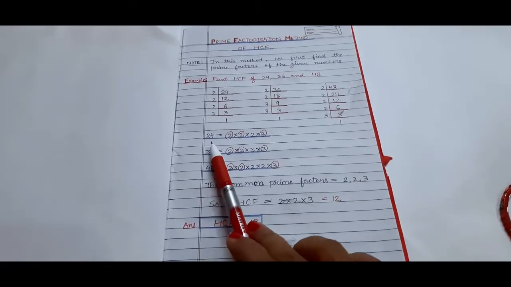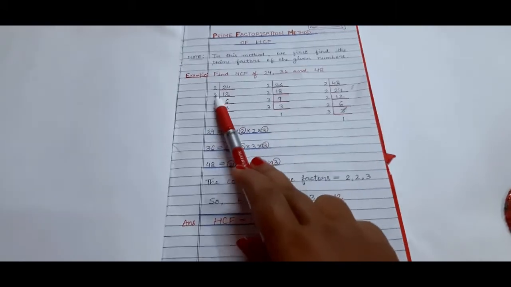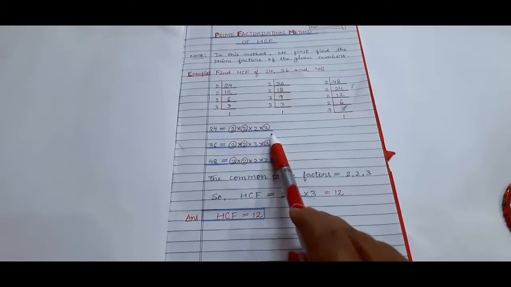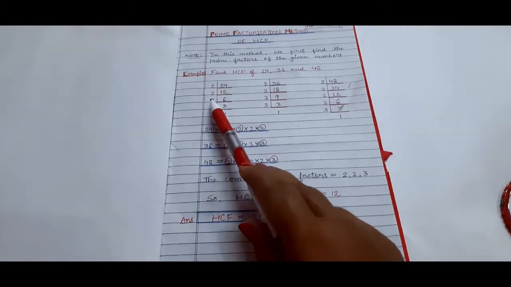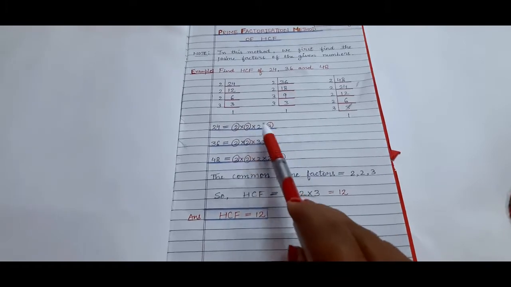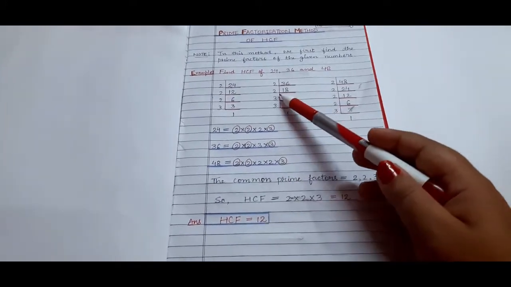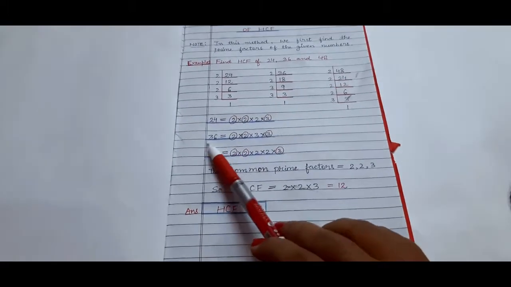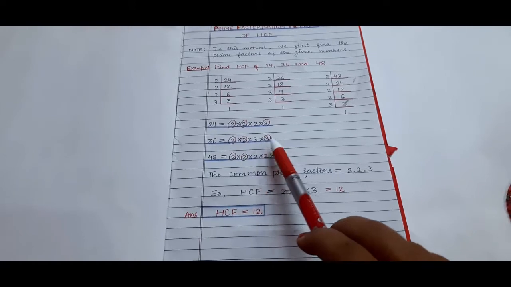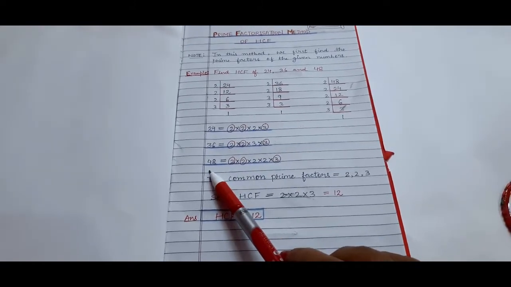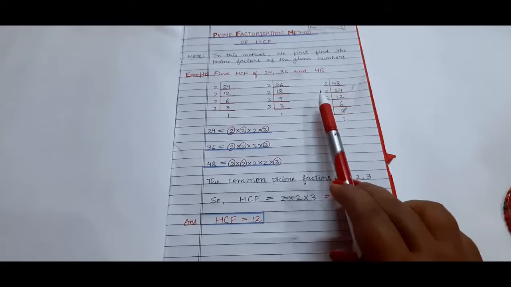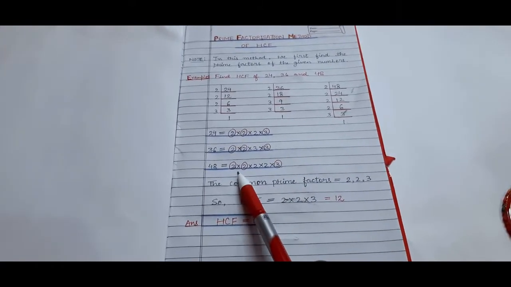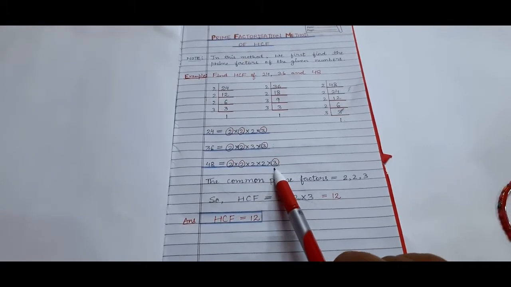Right? Now here I have written like this. See, 2 2 2 3. So I have written 2 into 2 into 2 into 3. 3 times 2 and 1 time 3. Clear? Similarly, here also we will write 2 into 2 into 3 into 3. 36 is equal to 2 into 2 into 3 into 3. Similarly, for 48 we will write 2 into 2 into 2 into 2 into 3. 4 times 2 is there. Okay. So 2 into 2 into 2 into 2 into 3.